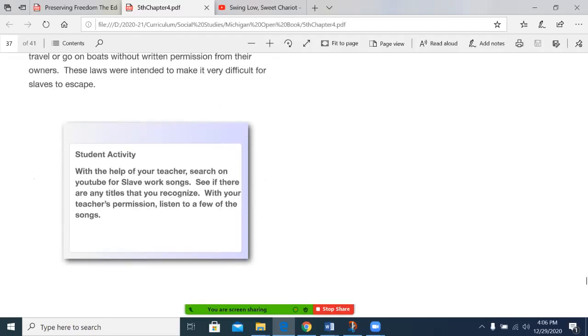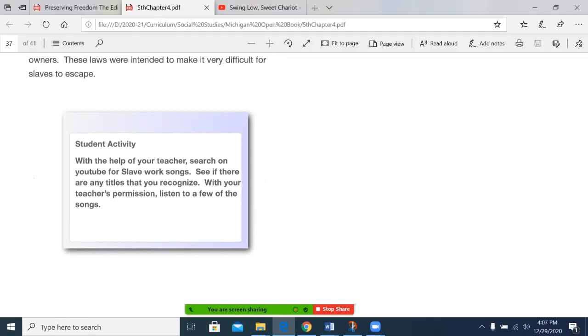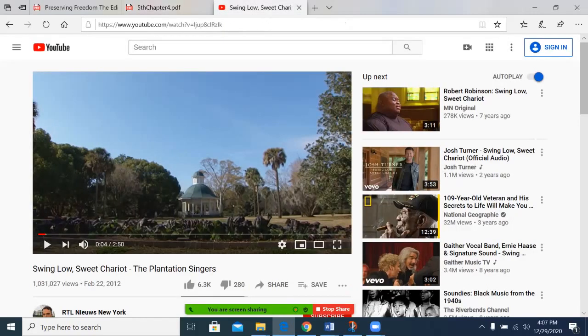The final activity today says, with the help of your teacher, search on YouTube for slave work songs. Being we're not personally in the classroom, I picked one here for us, Swing Low, Sweet Chariot, which was one I was familiar with. It's been sung by many different artists, and it was a good choice for one that you probably will hear again. So I'm going to go ahead and play that song for you as our final aspect of class today.